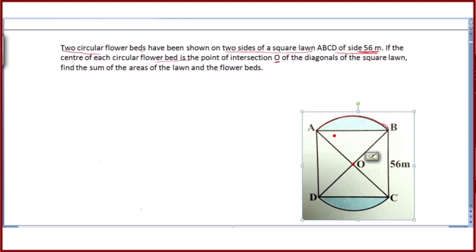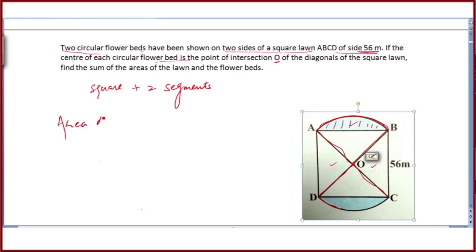So we are supposed to calculate this entire area, this square plus two segments. This is one of the segments. If you calculate the area of one segment, you can just double it to calculate the areas of these flower beds. Another option is to calculate the areas of these two sectors, this sector and then this sector, and add the areas of these two triangles in it. So let's start by calculating the area of sector AOB.